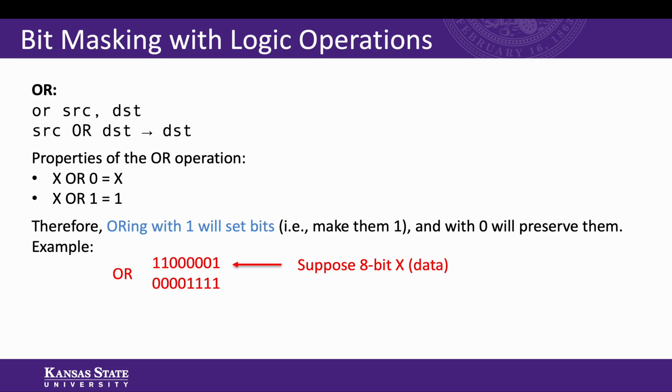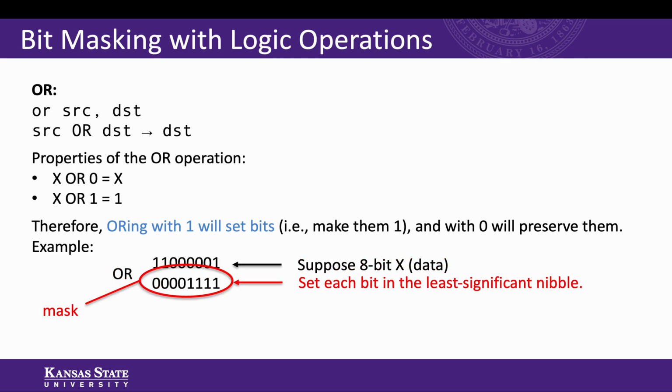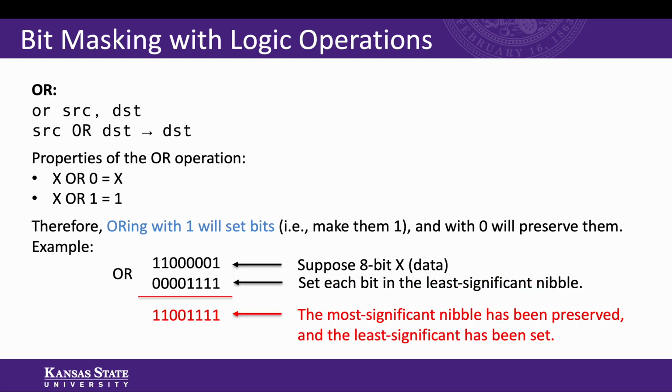When we OR with a 1, that will set the bit, and if we OR with a 0, that retains or preserves the bit. So in this example, let's say I have data coming in, X, 1100 0001, and I want to set the least significant nibble, or the least significant 4 bits. So I will apply a mask, 0000 1111. Because of those properties of the OR operation, the most significant nibble is preserved, 1100, and the least significant nibble has been set, 1111.